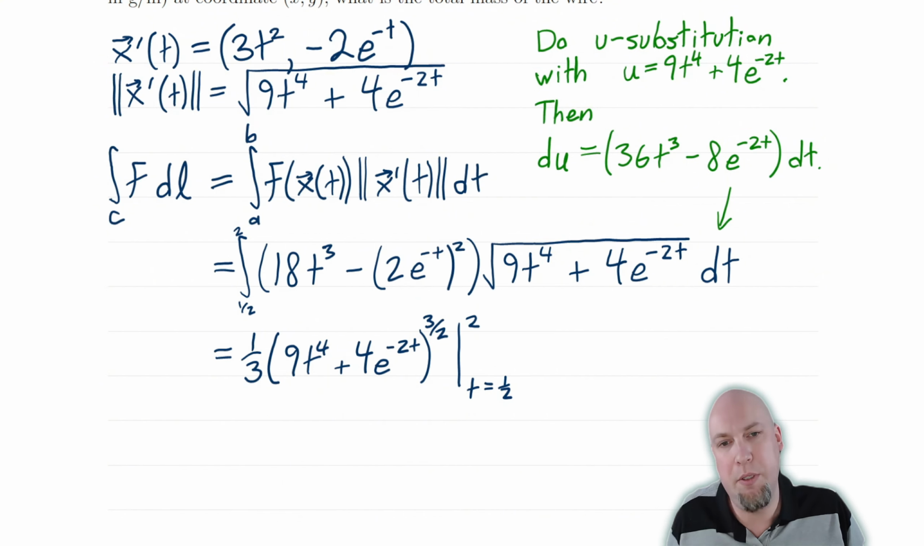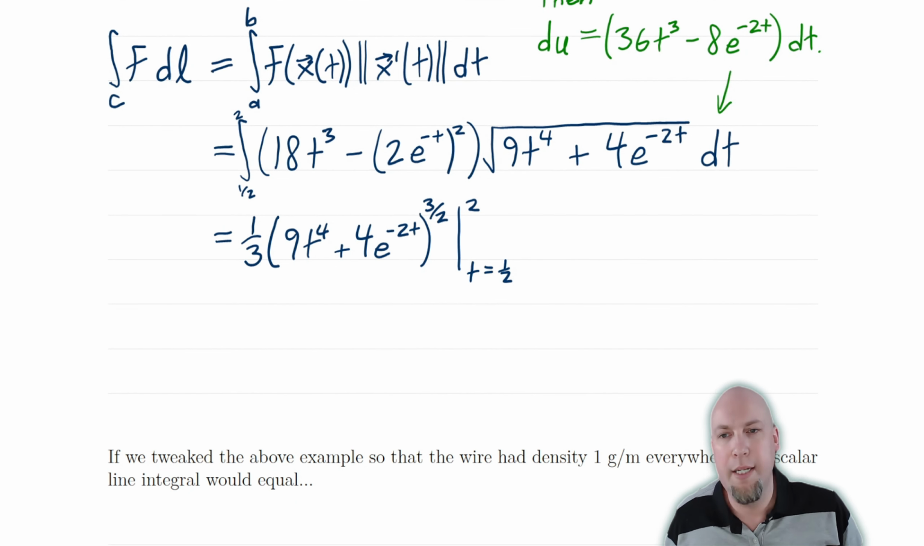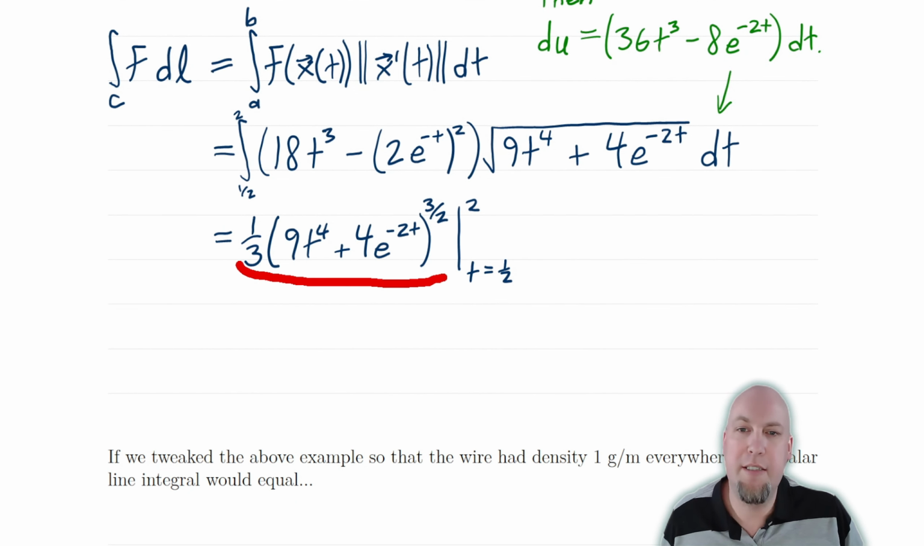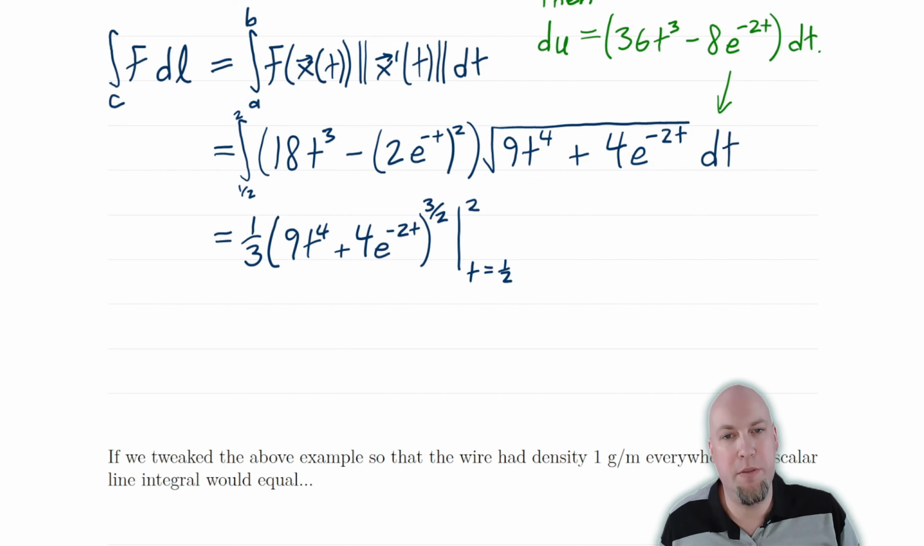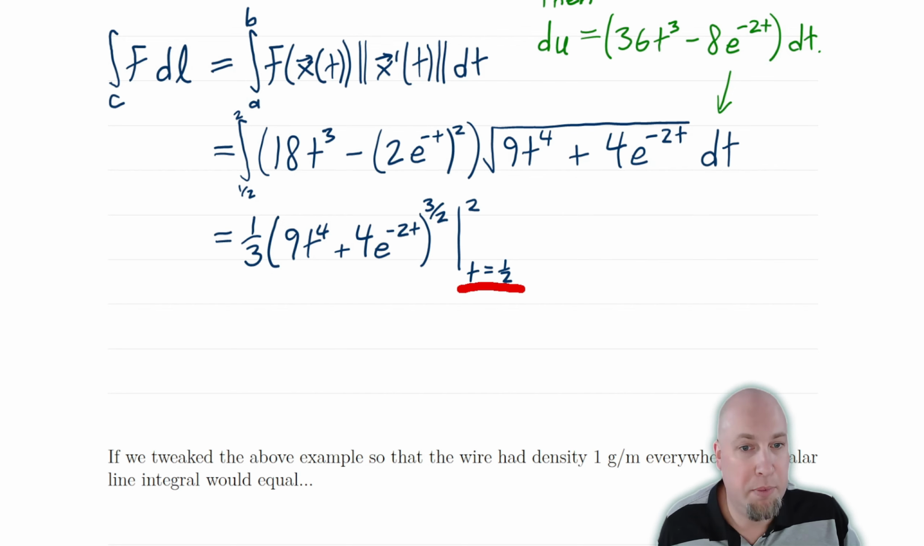Okay, so that lets you compute the integral, chain rule in reverse or integration by substitution. However you like to do it, either way, you end up getting 1/3 (9t^4 + 4e^(-2t))^(3/2). And now you just plug in your endpoints, okay?